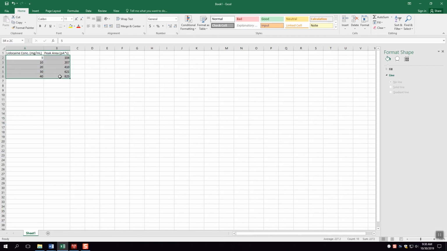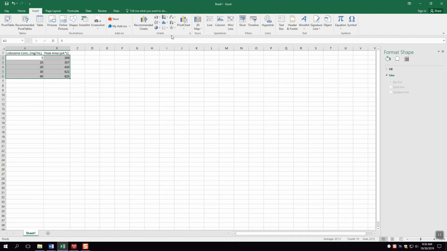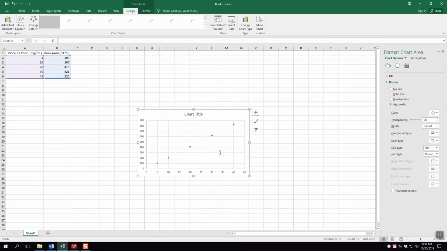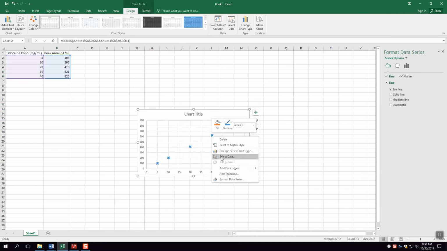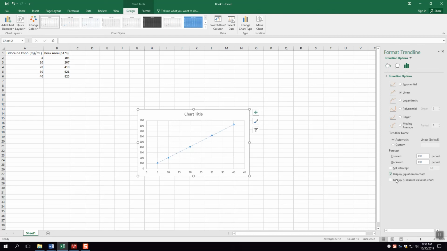Now, what I want to do is a calibration curve. So I want to do an XY scatter. I want to just click on here. I want to add a trend line. I want to display the equation and display the r squared.